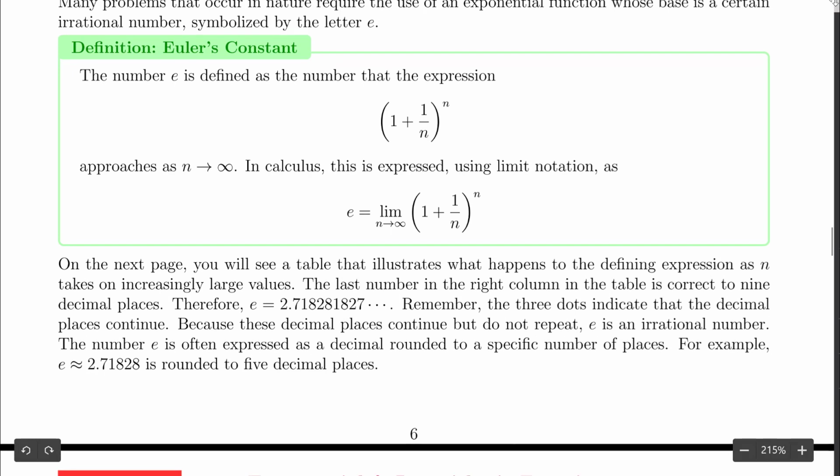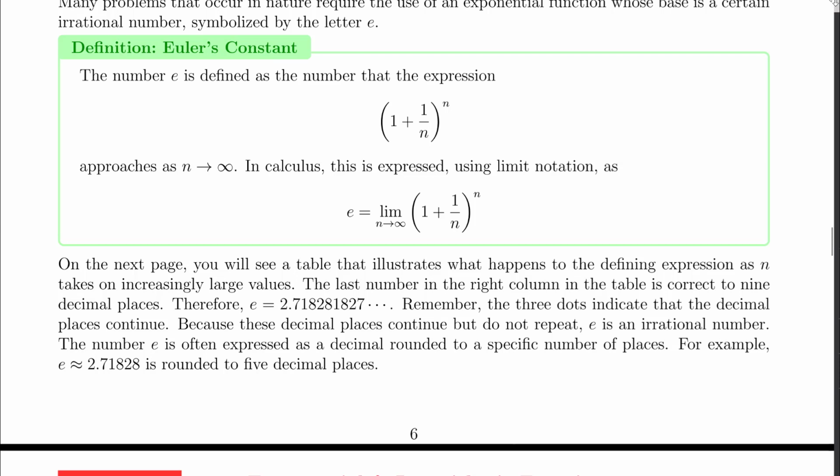The number e, you may have seen this before. You've probably heard me talk about it. It is referred to as Euler's constant. It's an irrational number, much like pi. There's a couple of different ways to express the value for e.